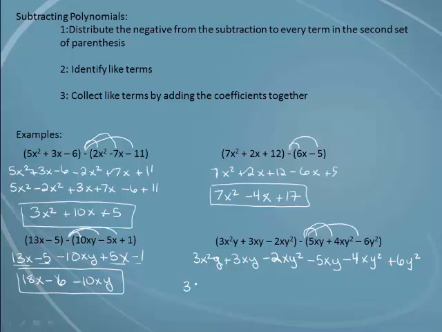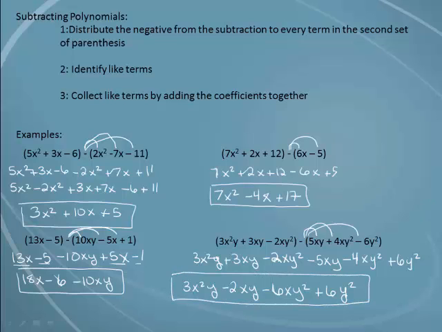There were no x squared y's to combine. 3xy minus 5xy gives me negative 2xy. Negative 2xy squared minus 4xy squared gives me negative 6xy squared. And then I have that plus 6y squared. Okay, so as long as you remember to distribute the negative to every single term, you should have no problems with this.